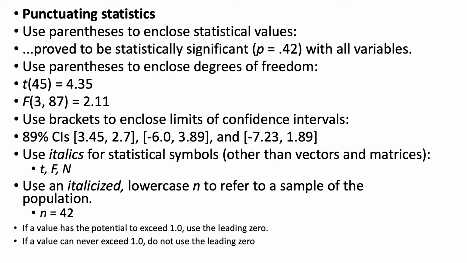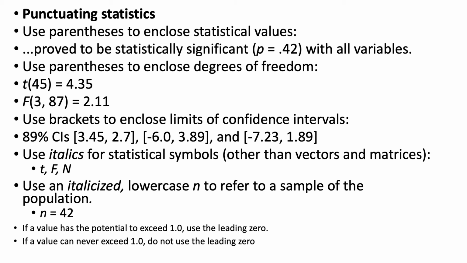Again, on punctuating statistics, we use parentheses to enclose statistical values. You can see that in this example right below. Use parentheses to enclose degrees of freedom. So every t you write should have a t in parentheses, degrees of freedom, equals whatever the t is. Notice also the spacing, right? You definitely have spacing between the equal signs. Take a look at that. Use brackets to enclose limits of confidence intervals. So here's an example, right? They have confidence intervals presented.